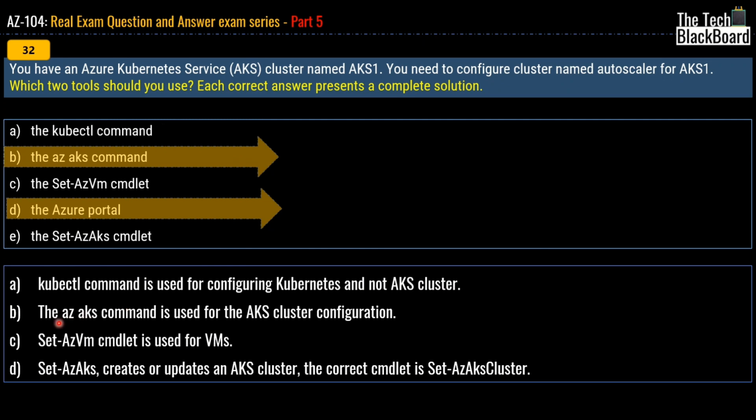Moving ahead, the az aks command is used for AKS cluster configuration. That's why this is one of the chosen options. Moving ahead, the Set-AzVM cmdlet is used for the VMs, so we are not talking about VMs here. We are talking about Azure Kubernetes Service. Then the last command that we have is Set-AzAks, which creates or updates an AKS cluster, and the correct cmdlet is Set-AzAksCluster. Now I hope that all these one-liners on each of these commands will surely help you understand these commands better.